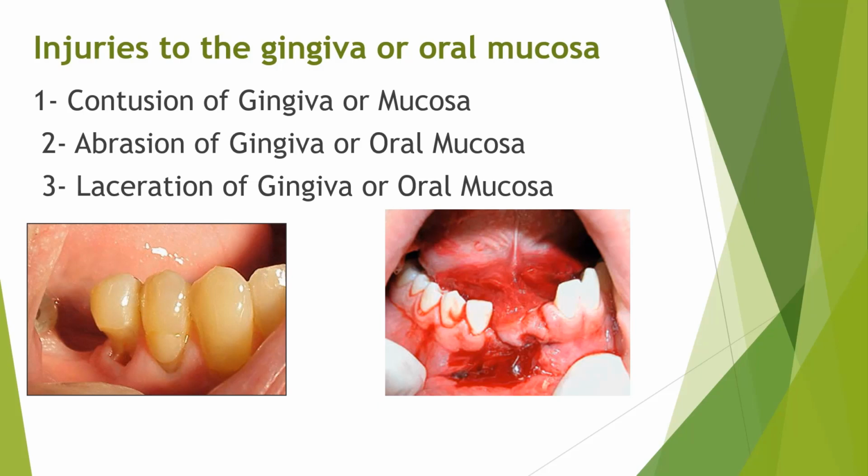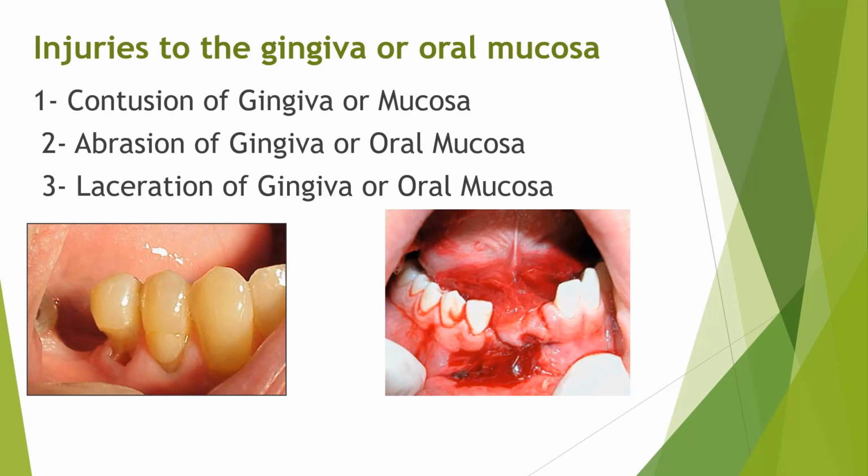We have 3 types of injuries to the gingiva or oral mucosa: contusion, abrasion, or laceration. First of all, contusion. What is contusion? بالعربي معناها كدمة. It is a bruise usually produced by impact from a blunt object and result in a rupture of small blood vessels or capillaries, and this rupture of these small blood vessels will lead to a submucosal hemorrhage without breaking in the mucosa.